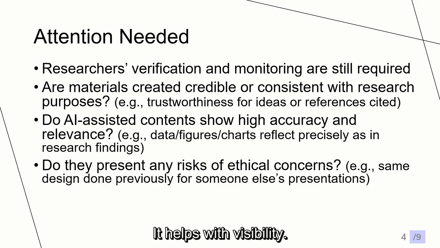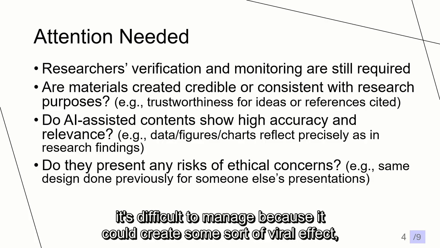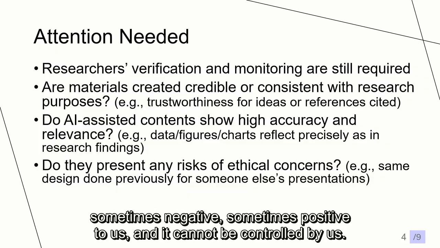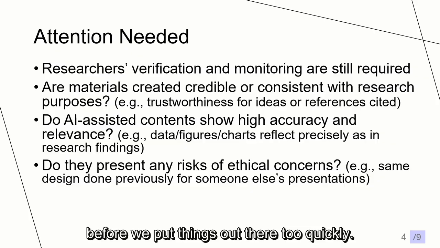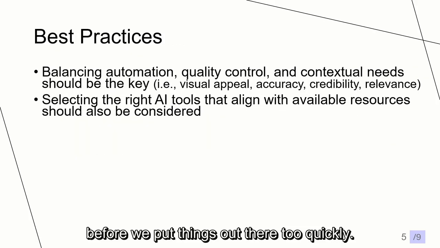It helps with visibility, but once it's out there, it's difficult to manage because it could create some sort of viral effect, sometimes negative, sometimes positive to us, and it cannot be controlled by us. So we need to pay attention to how we use AI to manage the social media presence before we put things out there too quickly.